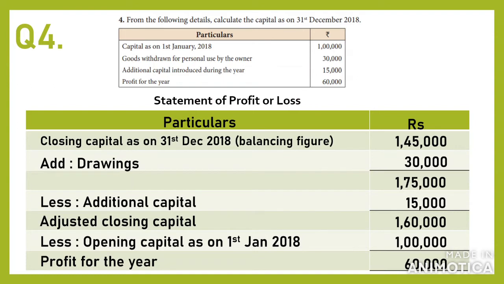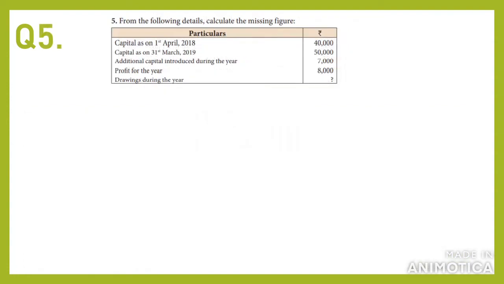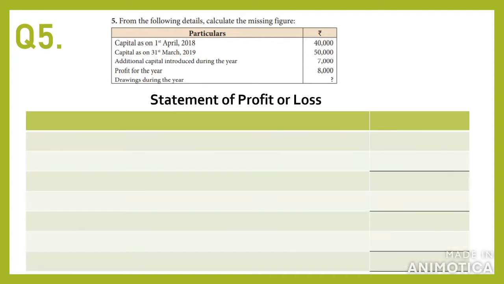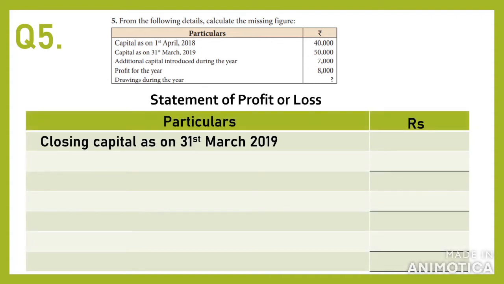Okay, fine. So now let me proceed to the fifth problem. From the following details, calculate the missing figure. So you have the capital as on 1st April, capital as on 31st March, additional capital, profit, drawings during the year. This looks like a pretty straightforward problem. So let us proceed. We'll do the statement of profit or loss and then start populating the figures.